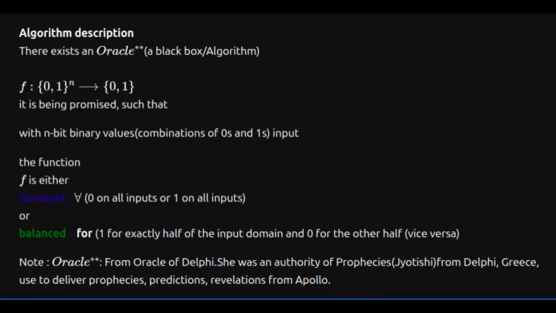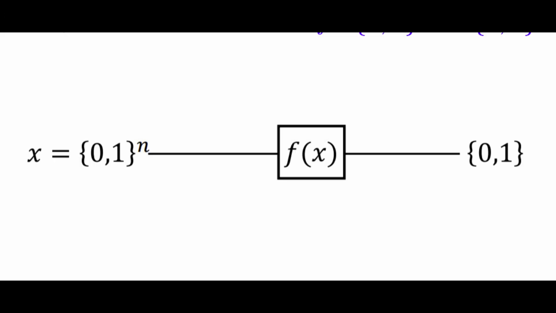We can even call it a black box, or algorithm, or even oracle, from the famous Greek mythology of the Oracle of Delphi. So it takes n input arguments as binary strings in the form of zeros or ones or combinations of zeros and ones, and it outputs zeros or ones.